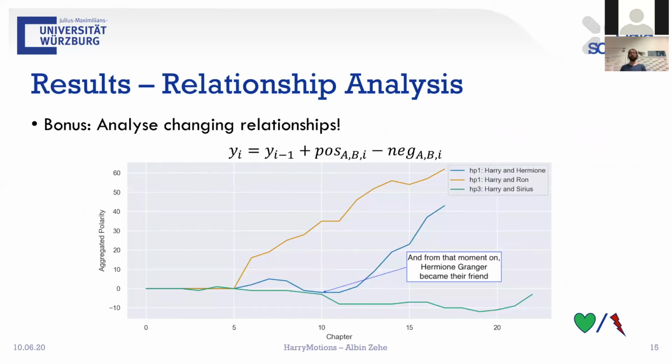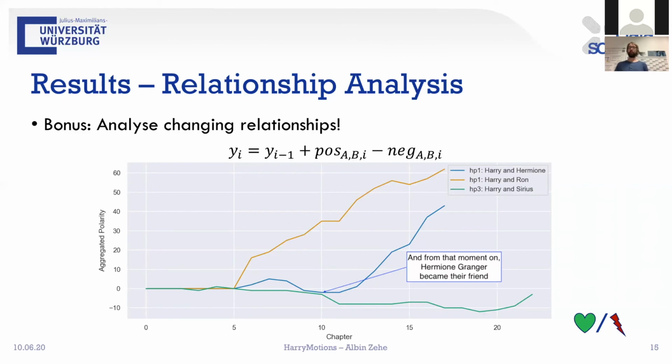As a bonus result, we can also track the relationship over the course of a novel. I've already mentioned that some relationships change drastically, for example, the relationship between Harry and Sirius. This is shown in the green line in this graph here, where we can see that for the most part of the novel, the relationship is neutral or negative. And then at the very end, when it turns out that Sirius is actually a friend of Harry and not an enemy, we can see that the graph clearly goes up, reflecting this change in the actual relationship and showing that they become friends towards the end of the novel.